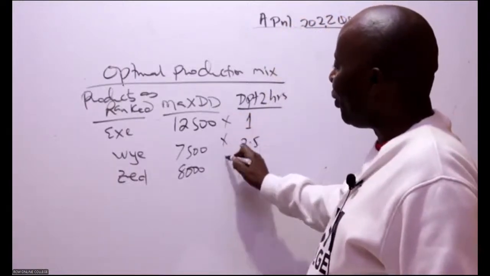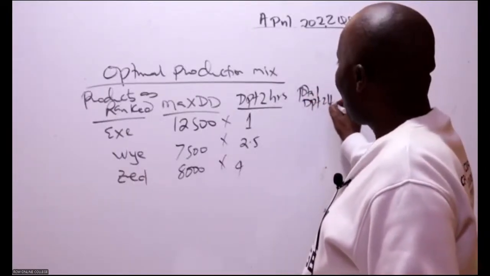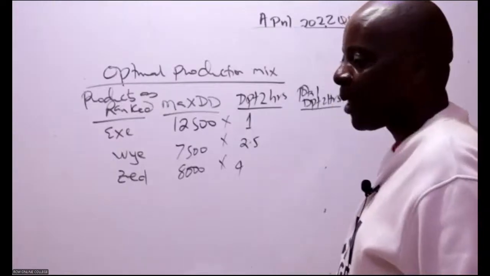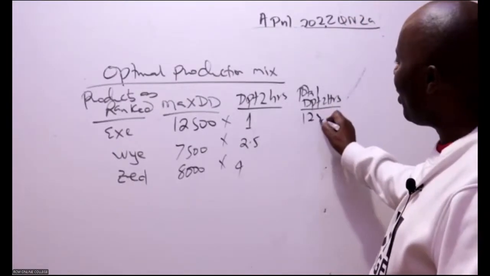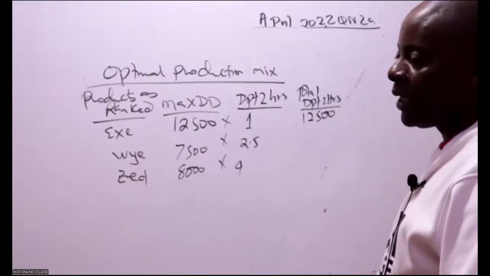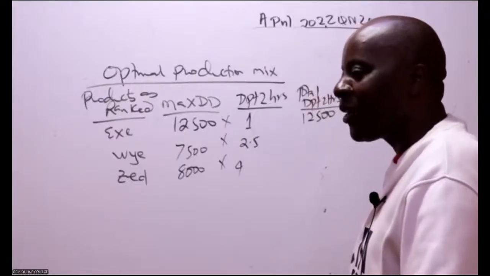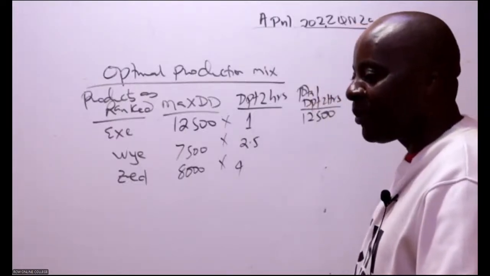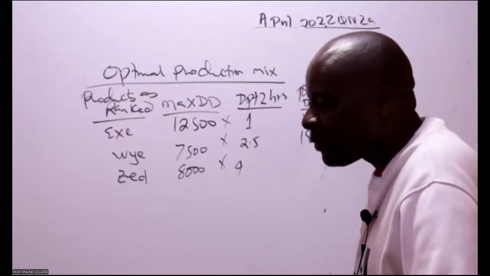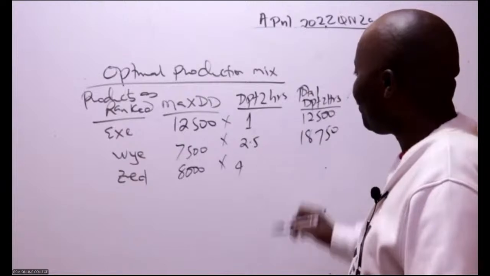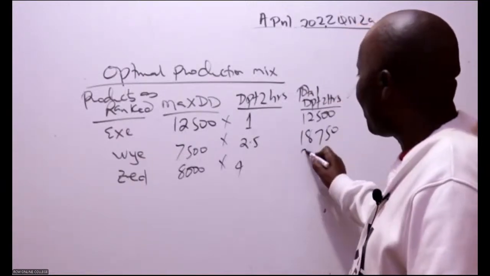Go ahead and multiply them to give us total Department 2 hours. Very easy. So 12,500 times 1 is 12,500. 7,500 times 2.5, that I can't get. Let's try to hurry up a little bit so that we can finish this question, so that when we come to the next class, everything will be okay. 18,750. And then lastly, we have 8,000 times 4, 32,000.